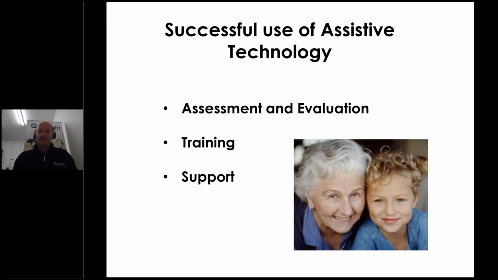Training how to use it: you have to make sure that whatever assistive technology you get, there is training and support to make sure that it's successful. I suppose with all these devices, there are definitely limitations on most of them, and it's very important that everyone understands what the limitations are.